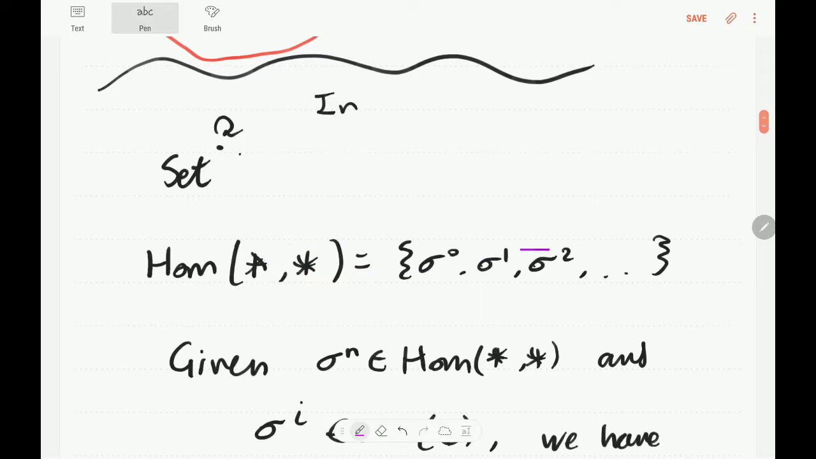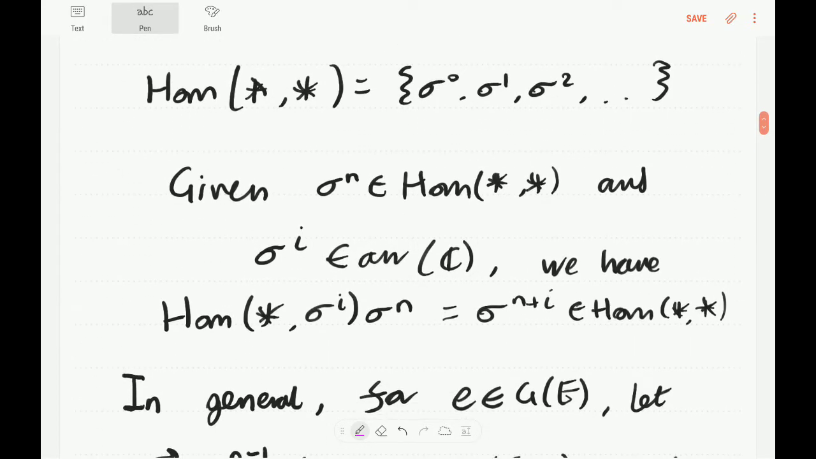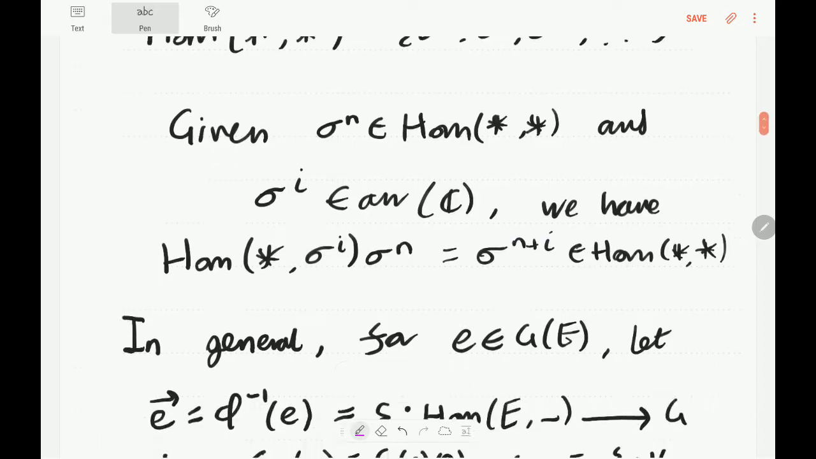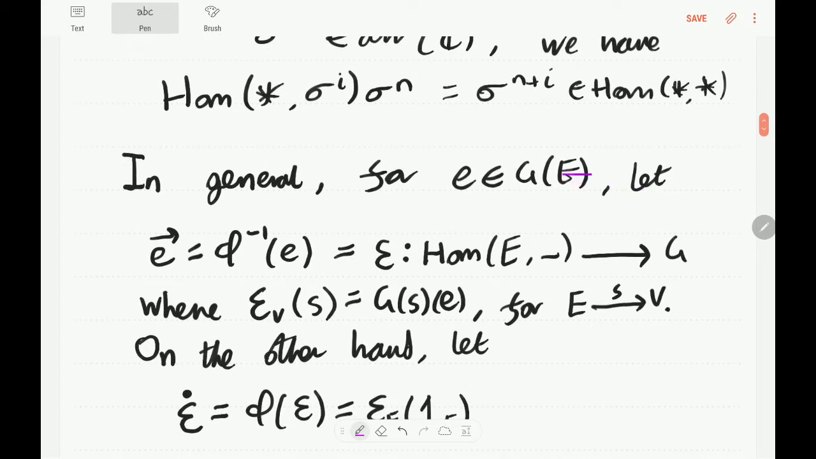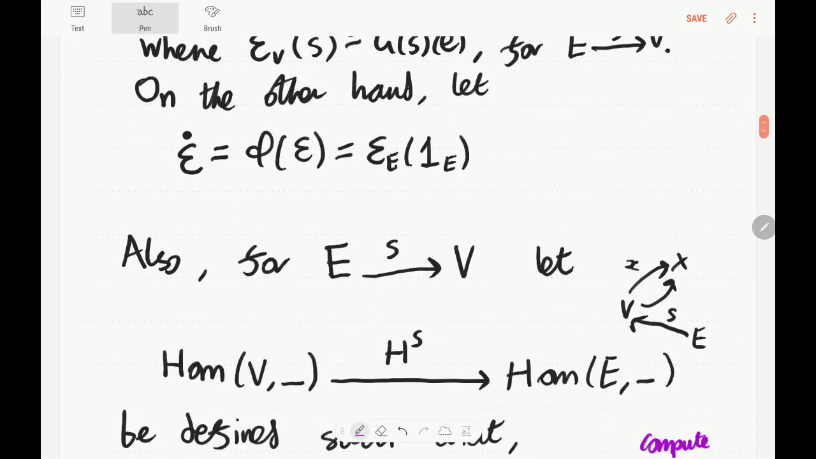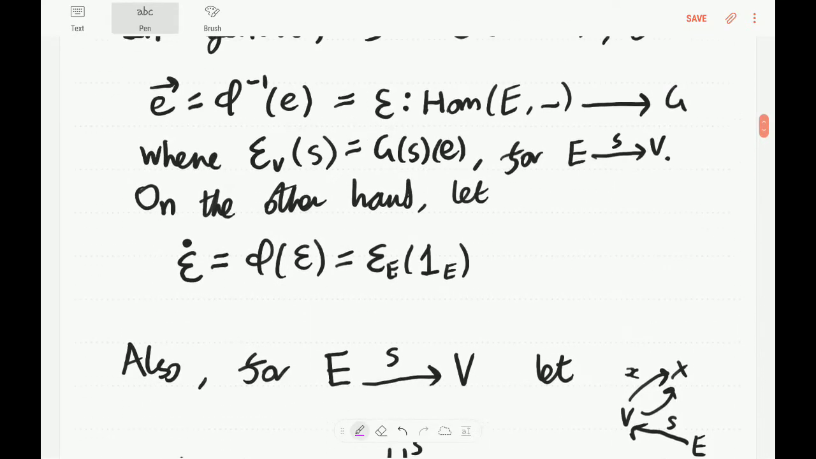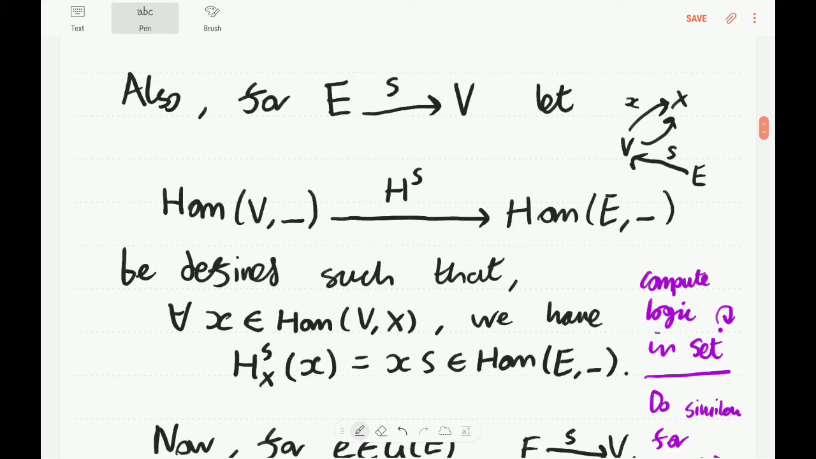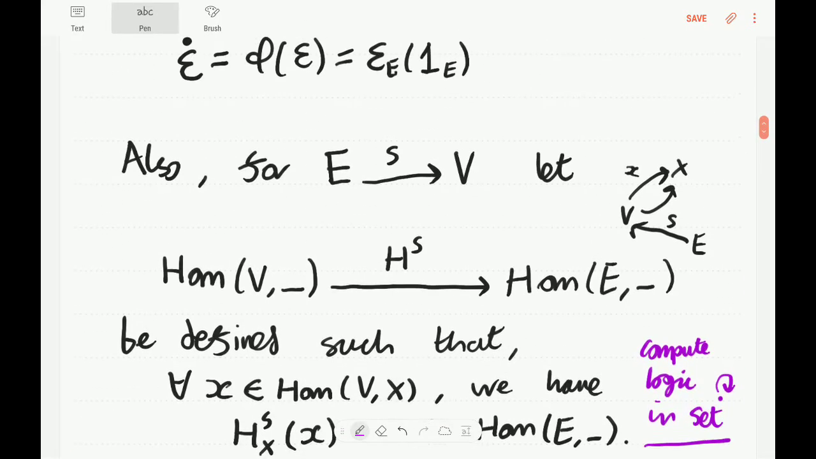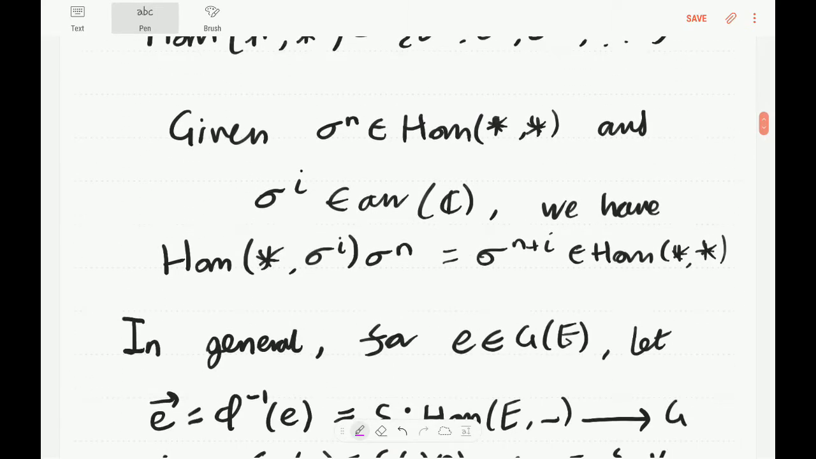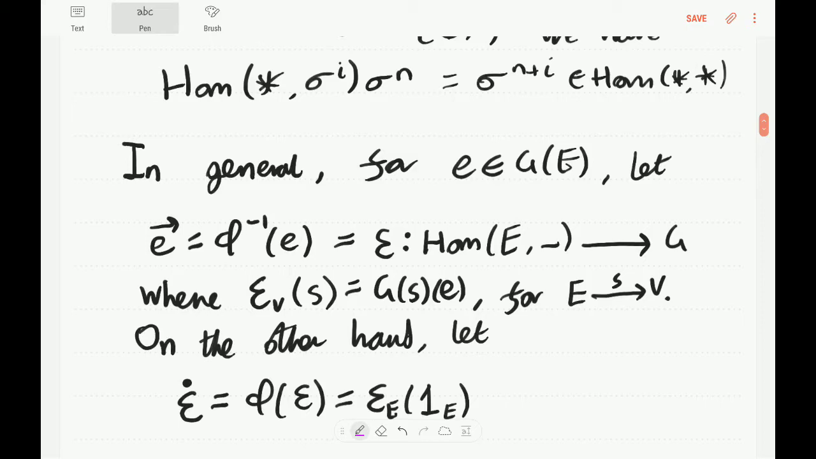Anyway, Hom(star, star) is this set here, as I said. Doing an action using sigma to the power of i on this gives sigma to the power of n plus i. And we can apply the Yoneda lemma. I'm using some new notation before I talk about the Yoneda lemma in this context. Just let me introduce this new notation.